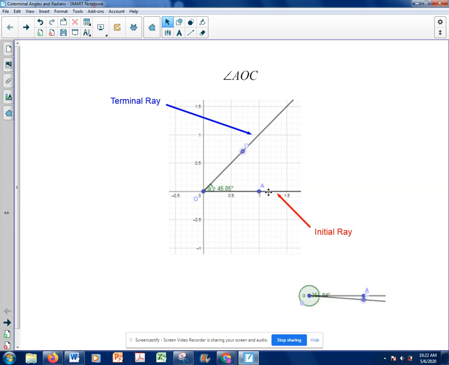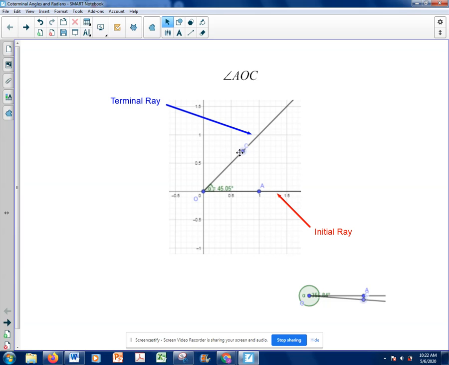Some of you I had for geometry. We talked about angles before. Remember, this is what an angle looks like. We got 3 points. You start at A, you go to O, the vertex, and then up to C, and that makes your angle. And then we're measuring the angle, so that's the space in between.